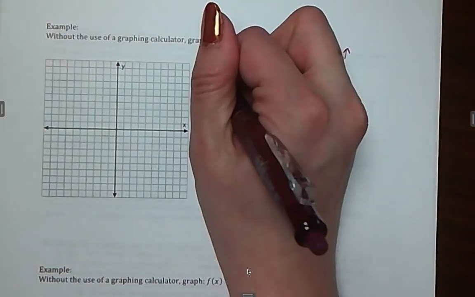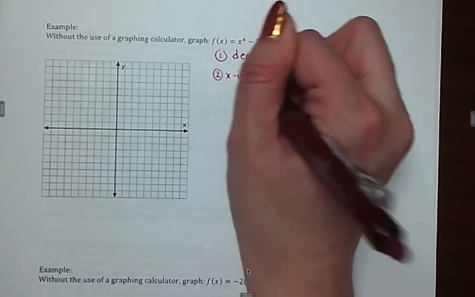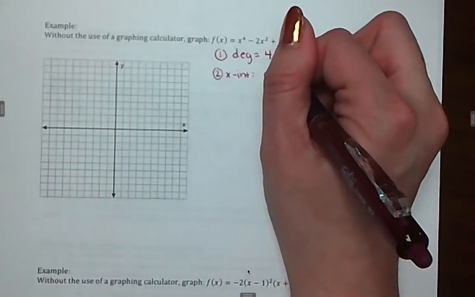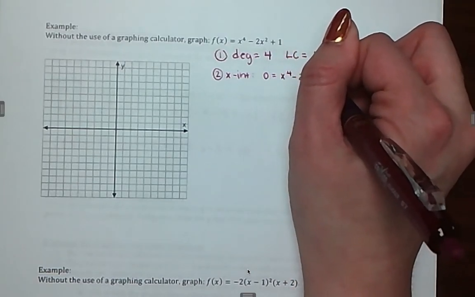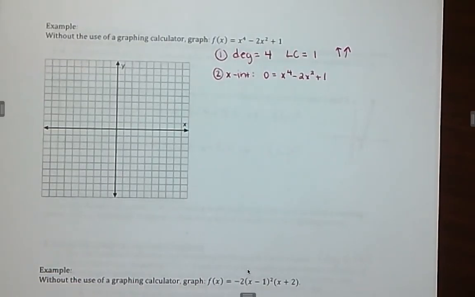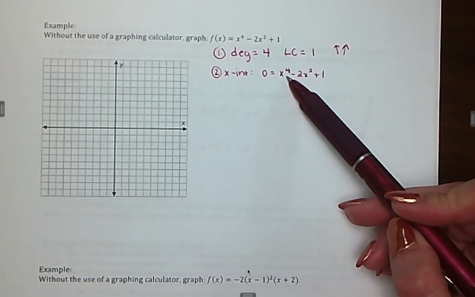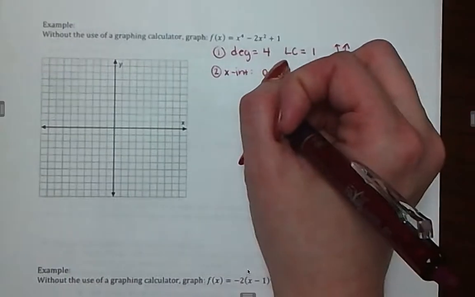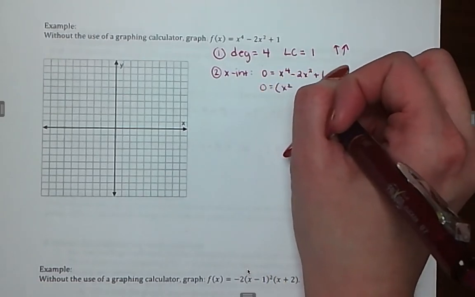Okay, so second, we want to find our x-intercepts. So we have 0 equals x to the fourth minus 2x squared plus 1. Okay, so here we're going to factor with a higher degree. Normally this says x squared, and we would do x and x. If this is x to the fourth, they would both have to be x squared. So 0 equals x squared, and we leave a blank, x squared.